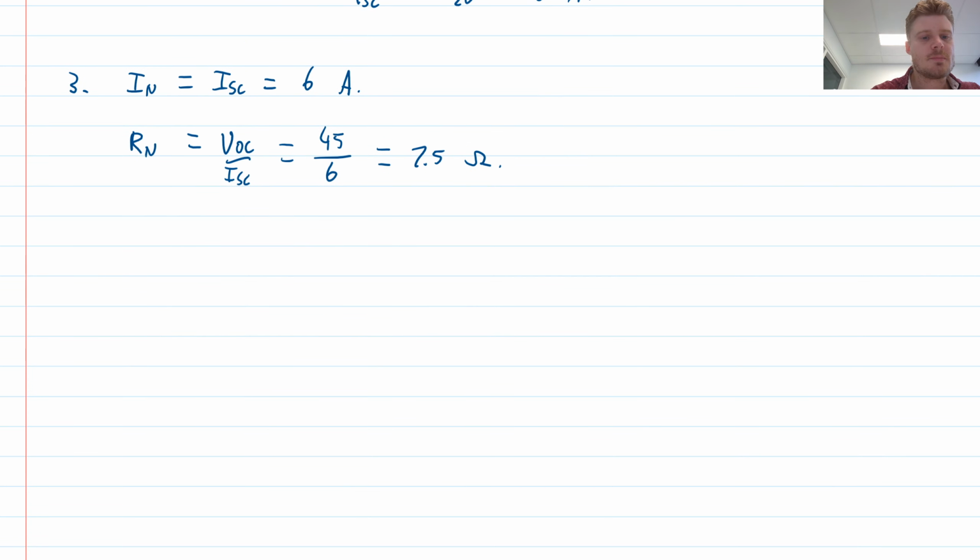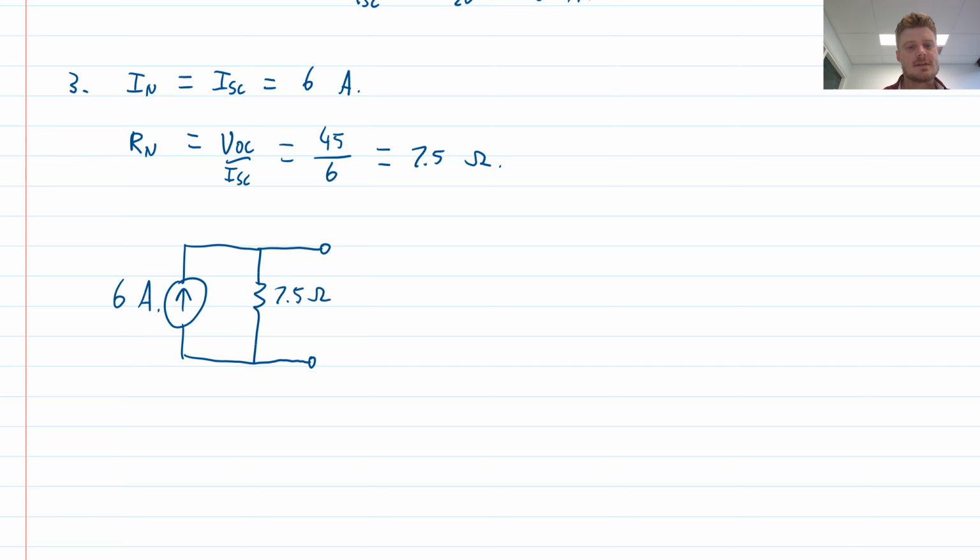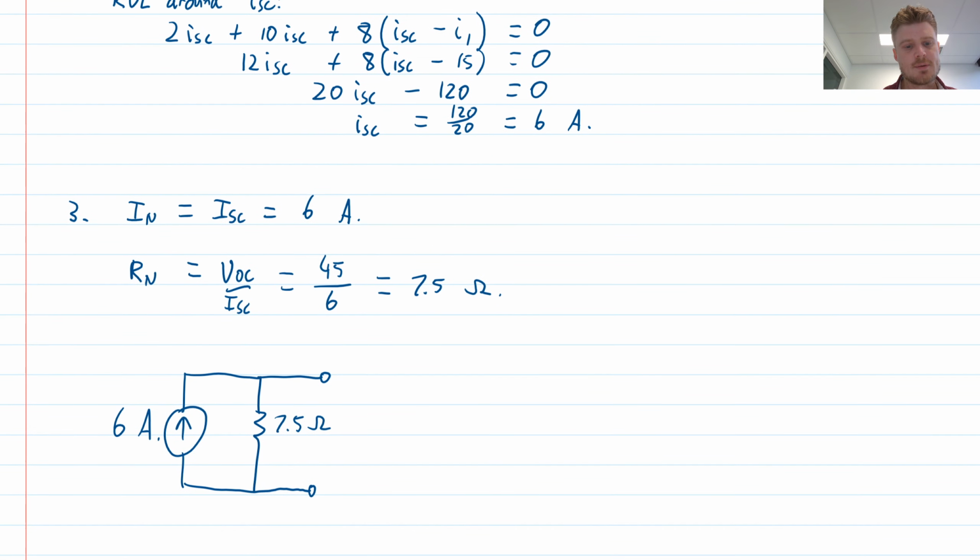So now I can draw my Norton equivalent circuit. It has a current source in parallel with a resistor. The resistor is 7.5 ohms and the current source is 6 amps. So that there is the simplified version of this circuit calculated as a Norton equivalent circuit.